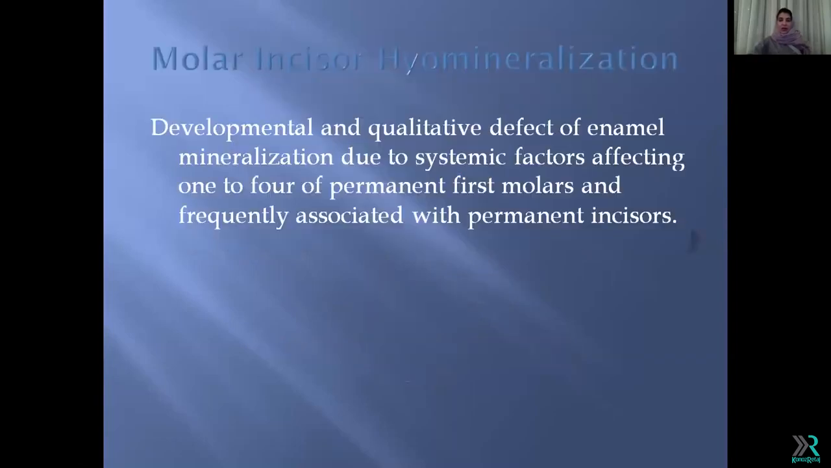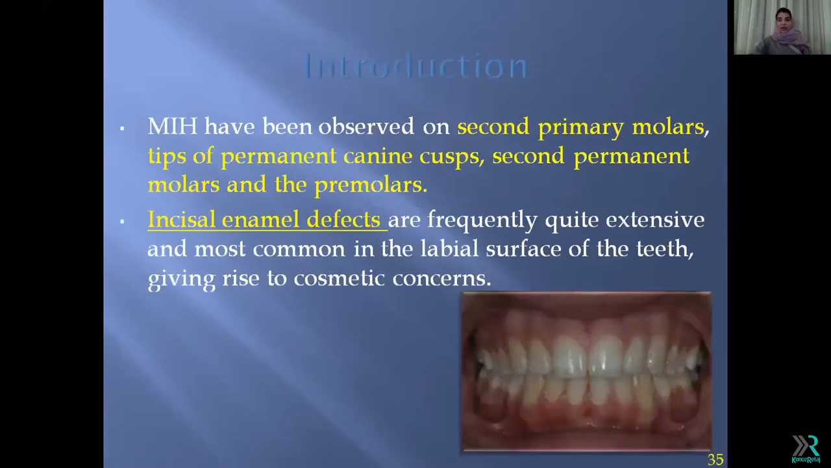Molar incisor hypomineralization is a developmental and qualitative defect of enamel mineralization due to systemic factors, affecting 1 to 4 of permanent first molars and frequently associated with permanent incisors. It can also be observed in second primary molars, tips of permanent canines, second permanent molars and premolars. Incisor enamel defects are frequently quite extensive and most common on the labial surface of the teeth, giving rise to cosmetic concerns.